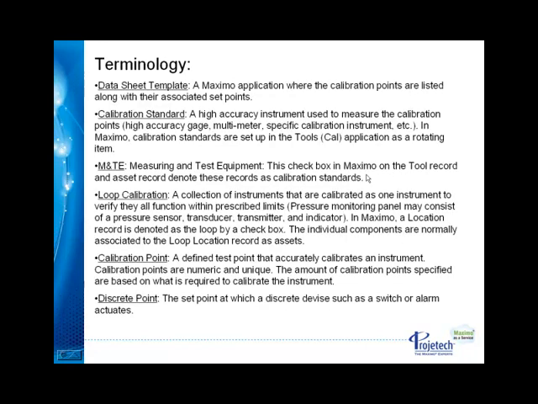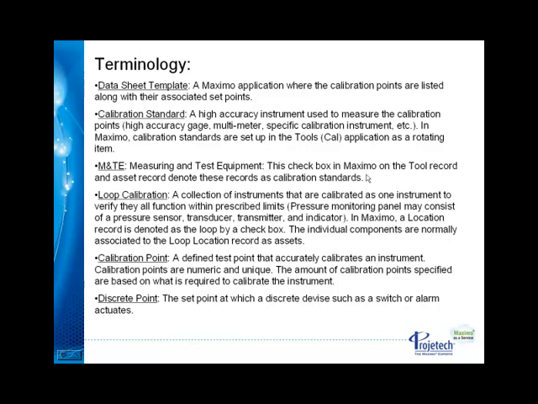Some terminology we need to know before we get started. Datasheet Template. That is a Maximo application where the calibration points are listed along with their associated set points. A calibration standard is a high accuracy instrument used to measure the calibration points. That can be a high accuracy gauge, a multimeter, specific calibration instrument, or it could be a decade box. In Maximo, calibration standards are set up in the Tools Cal application as a rotating item.